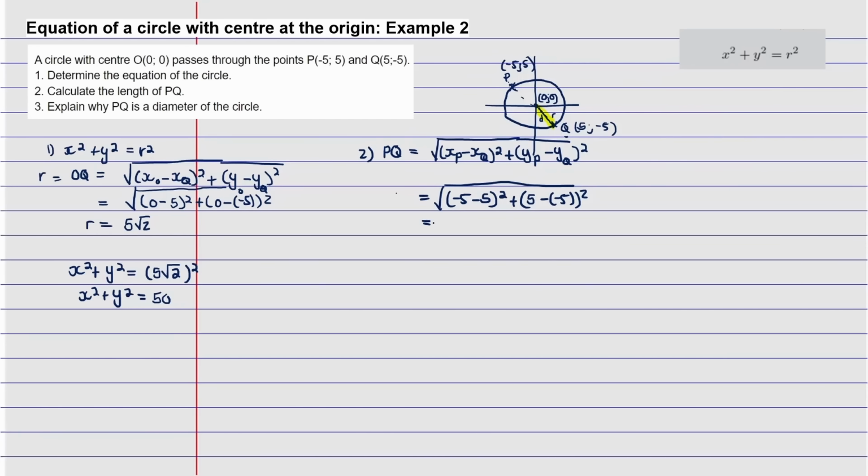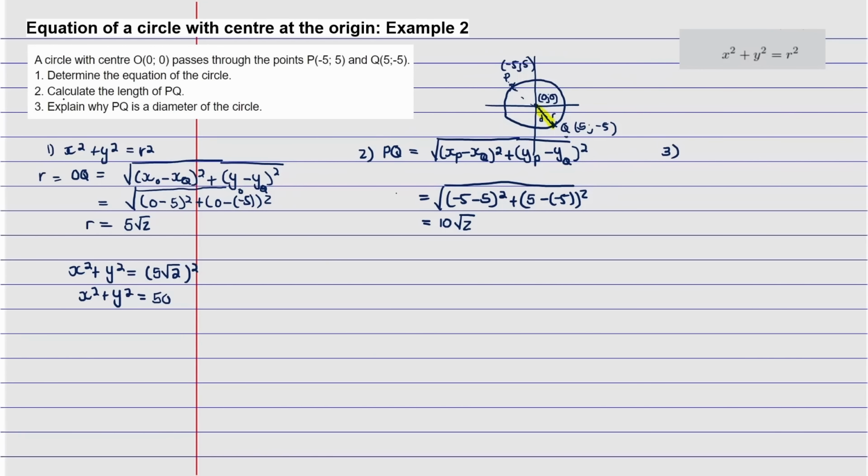So what are you going to get there? You're going to get that your PQ is equal to 10 root 2. So that's going to be your answer for number 2.